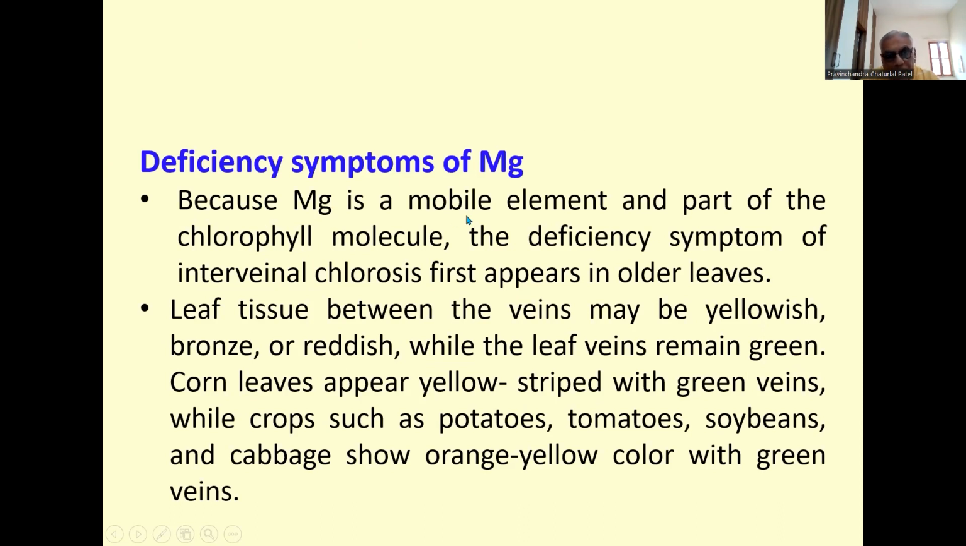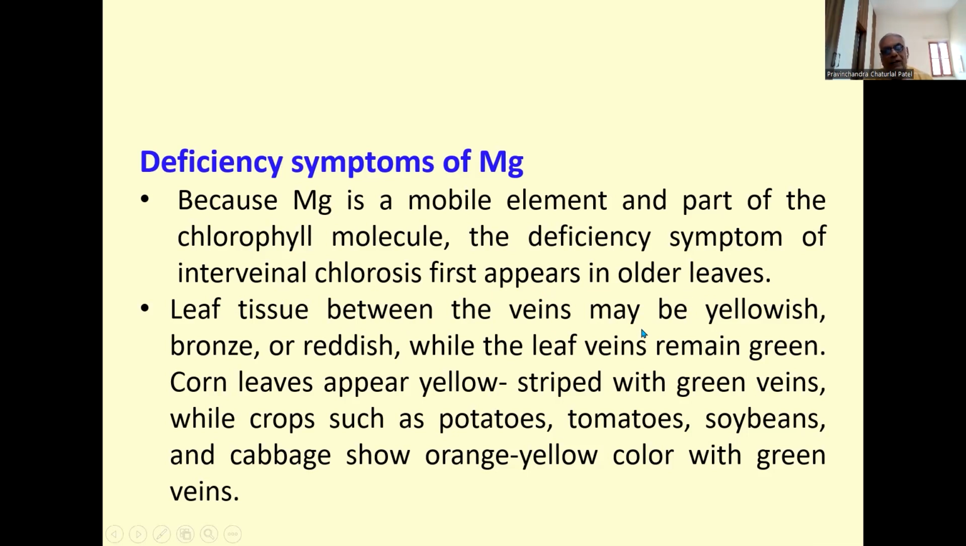Because magnesium is a mobile element and part of the chlorophyll molecule, the deficiency symptom of interveinal chlorophyll loss first appears in older leaves. We saw earlier that calcium is immobile, so its deficiency is observed in new leaves or the tips of the leaves, whereas magnesium is a mobile element. So we observe the interveinal chlorophyll deficiency in older leaves.